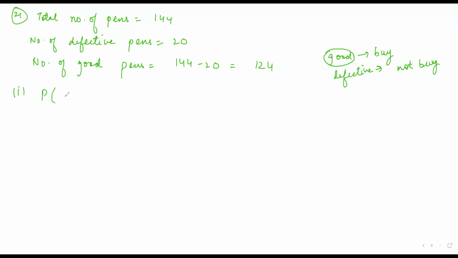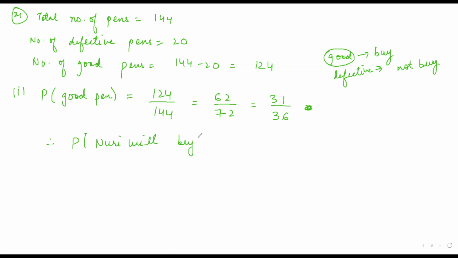So the probability of a good pen is equal to total good pens, 124. So your favorable outcomes are 124 and all possible outcomes are 144. Now divide this by, let's say, 2 first of all. Then again by 2, and again by 2, and we get 31 by 36. So this is the probability that she will buy it. Therefore the probability Noori will buy is 31 by 36.